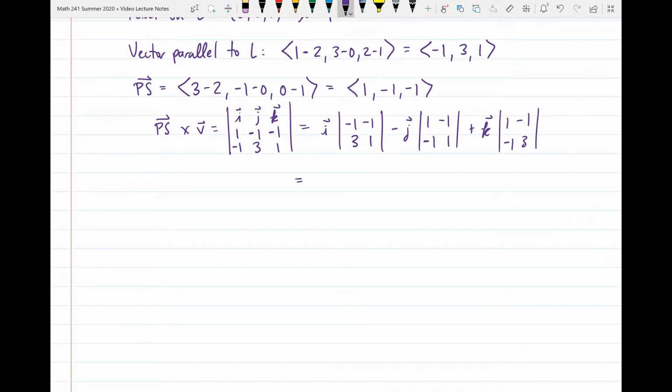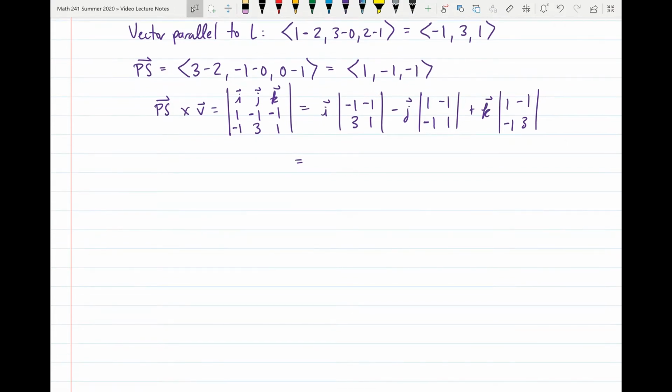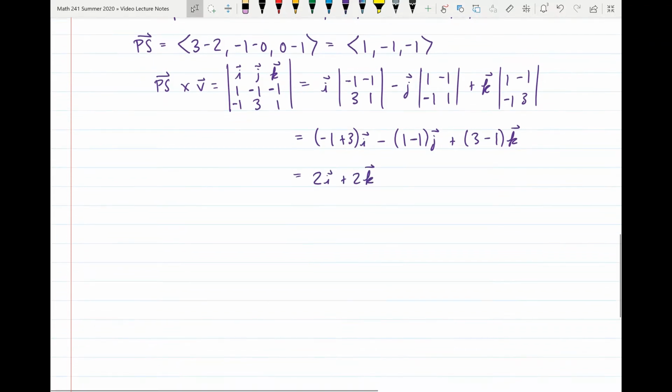And now let's calculate the determinants of each of these 2 by 2 matrices. We get a minus 1 plus 3 i, minus a 1 minus 1 j, plus a 3 minus 1 k, and ultimately this gives us the vector 2i plus 2k. Okay, and we want to take the magnitude of this vector.